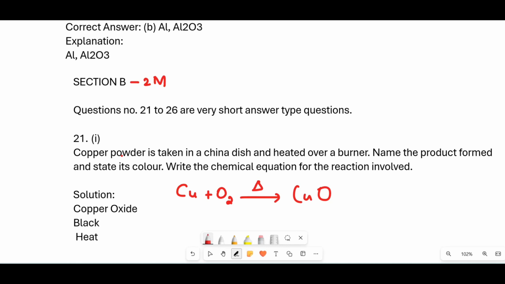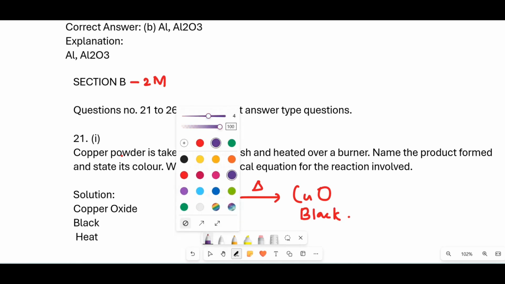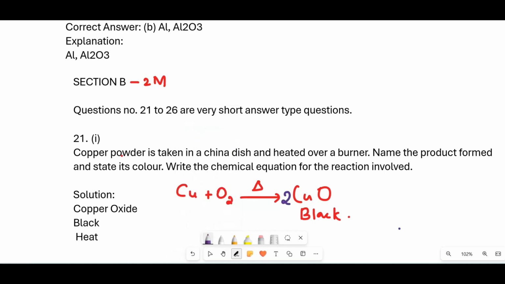And Cu is, you already know, copper color. It's a reddish brown color. And copper oxide is black in color. So this is the equation for the reaction involved, and you have to balance it. There are 2 oxygen atoms, so when you balance, you get 2 and 2. So this is the balanced equation for the reaction. So the black product is copper oxide.